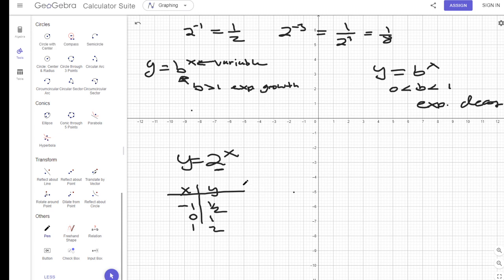So if I take these numbers and I plot them, 0, 1 right there, 1, 2, and -1, 1/2. Actually, I wrote that incorrectly. It's 0, 1 right there, and -1, 1/2. So the graph looks something like this, all right? This is going to go on forever.